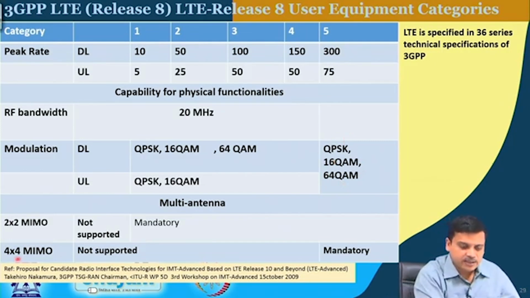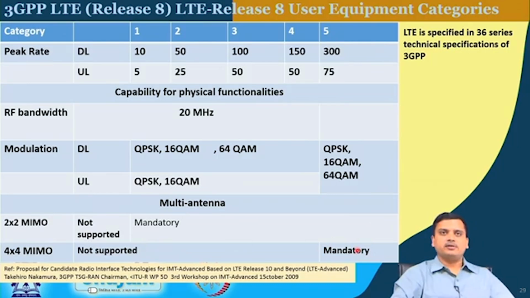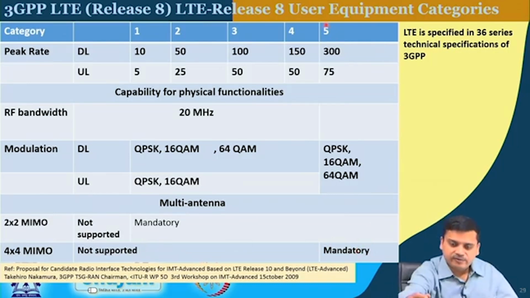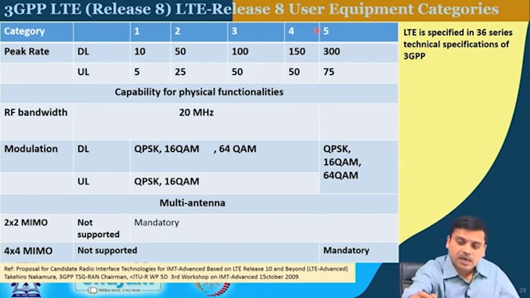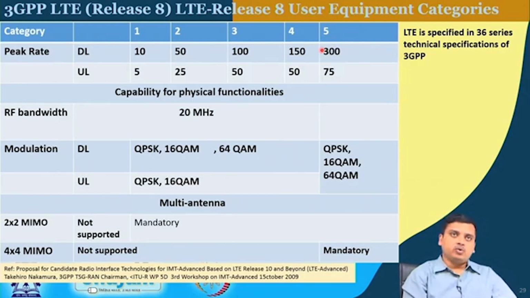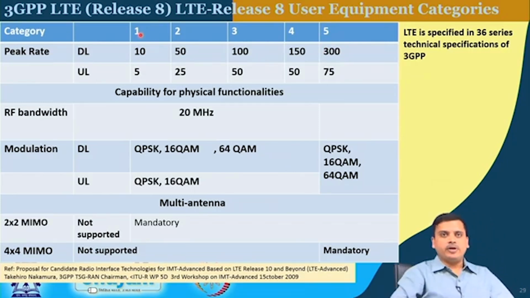And as we can see, 4x4 MIMO is not supported up to category 4, but in the 5th category it is supported. So, the 5th category equipment is much more complex in terms of signal processing, but at the same time it provides a higher data rate. If we are looking for a very high data rate, we should go for higher category user equipment, and if you are satisfied with a low data rate, then one can go for a lower category. It depends upon the specific operating requirements of the particular device.